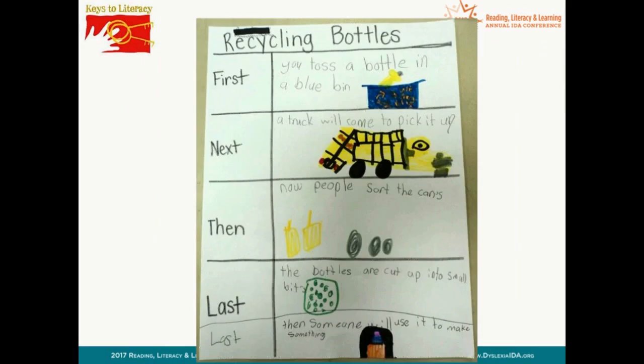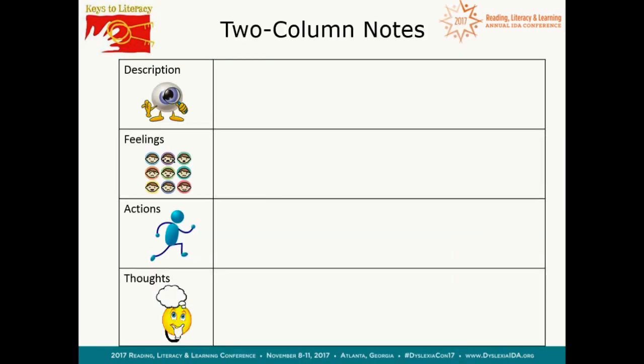And this one, I love this one. This is a kindergarten example. First, next, then last. They were learning about recycling. And I want you to see how the kids are using the visuals as well. And this one I love because this student decided to add another last. So his first last was the bottles are cut up into small bits. And then he added another one, then someone will use it to make something. So you can introduce this in some of the earliest grades.